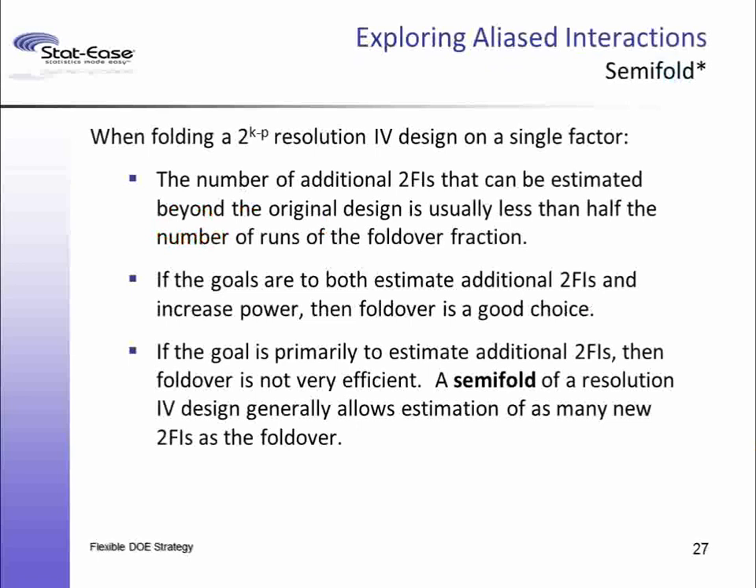When we do the complete foldover or a single factor foldover, the number of additional two-factor interactions that can be estimated beyond the original design is usually less than half the number of runs in the folded over fraction. If your goal is to estimate additional two-factor interactions and to increase power, then foldover is a good choice. It's great. You need the additional runs to increase your power. If you are only trying to decouple these extra two-factor interactions, then the full foldover is not efficient. A semi-foldover would allow estimating just as many two-factor interactions.